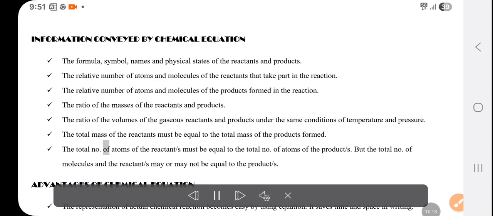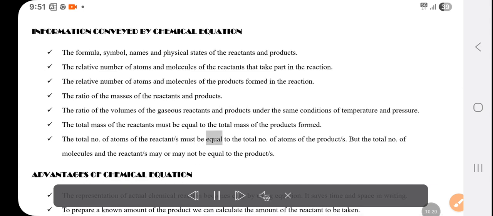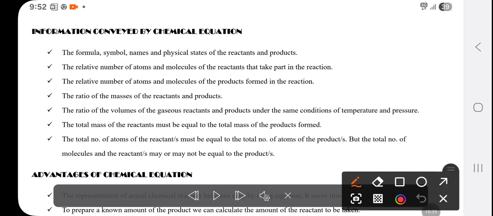The total number of atoms of the reactants must be equal to the total number of atoms of the products. But the total number of molecules of the reactants may or may not be equal to that of the products. So let us understand each point separately and carefully.